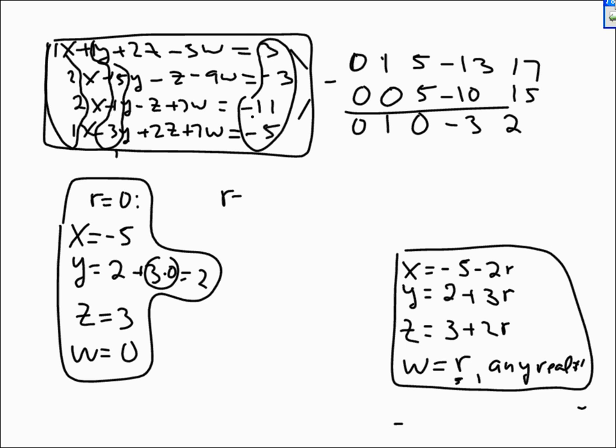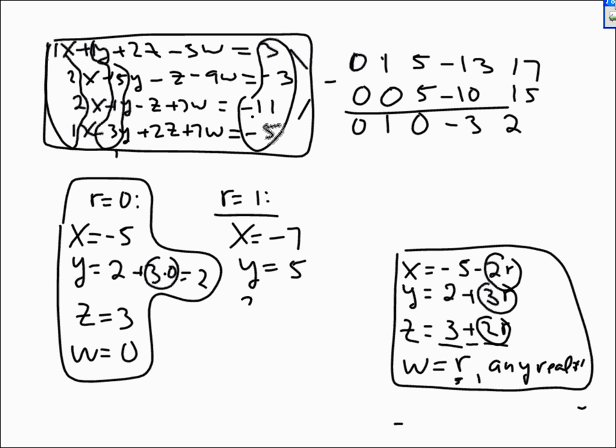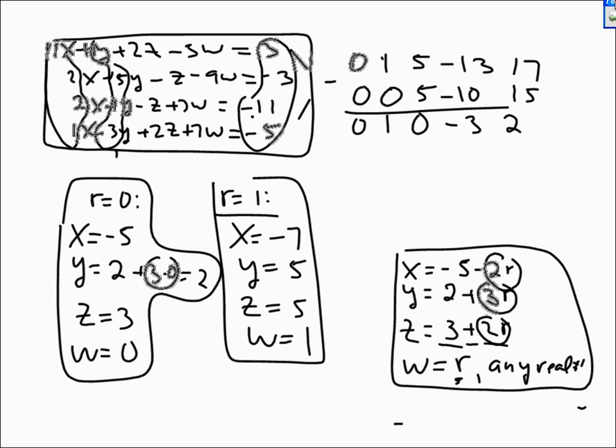What if r is 1? Then x is negative 5 minus 2 times 1, which is negative 7. 3 times 1 is 3. 2 plus 3 is 5. 2 times 1 is 2. 3 plus 2 is 5. And w is r, which is 1. Here is another solution. If x is negative 7, y is 5, z is 5, and w is 1, this top equation would work.